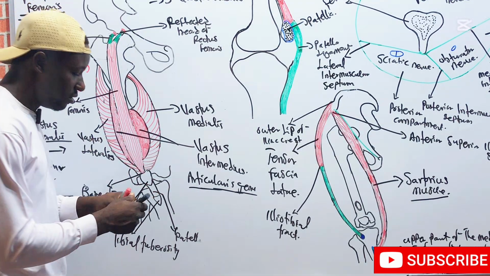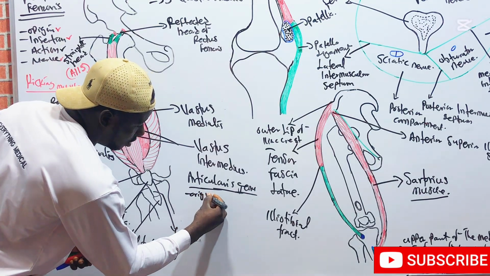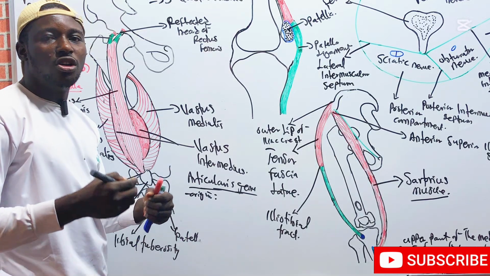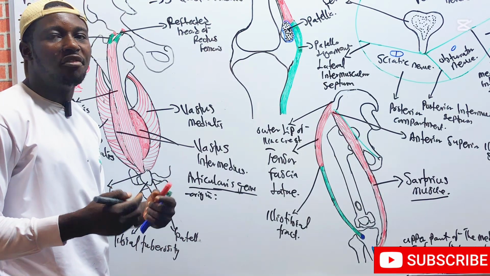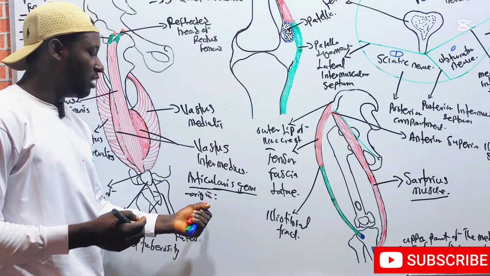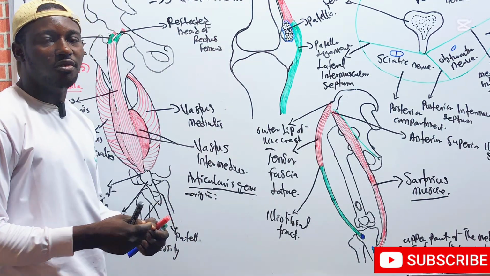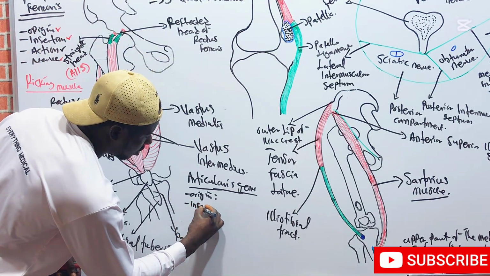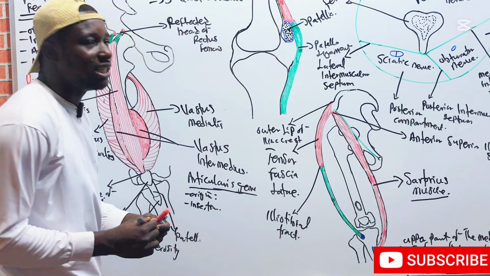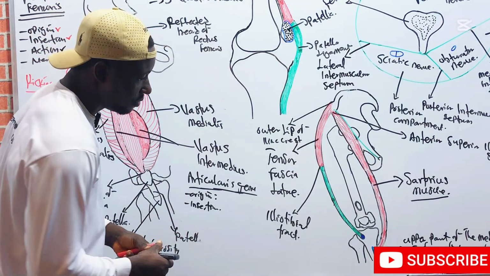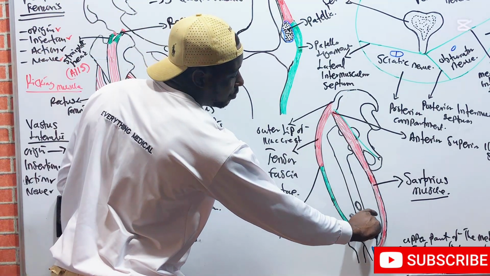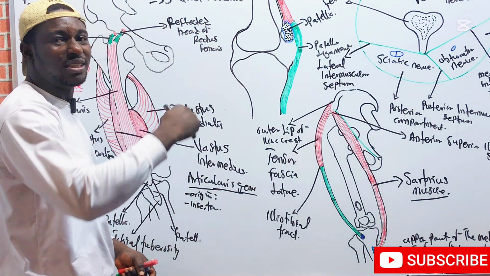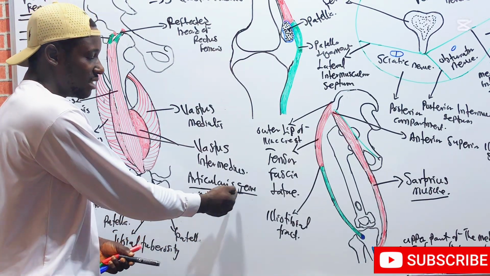What is the origin of this muscle? It originates from the anterior surface of the distal femur, deep to the vastus intermedius. Okay, now the insertion. It inserts at the upper part of the synovial membrane of the knee joint. As you can see, it is closer to the knee joint. That is the articularis genu.